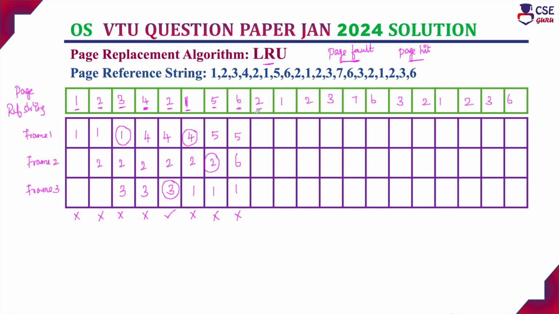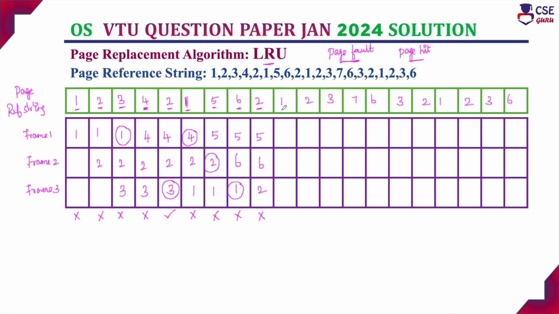Next is 2. 2 is not available in any of these 3 frames. So from this current string, if you are checking the past, recently used is 6, next recently used is 5, least recently used is 1. So 1 is the victim page, replace with 2. So 5, 6, 2, and this is also a page fault.